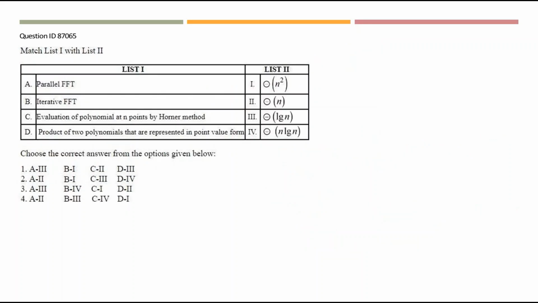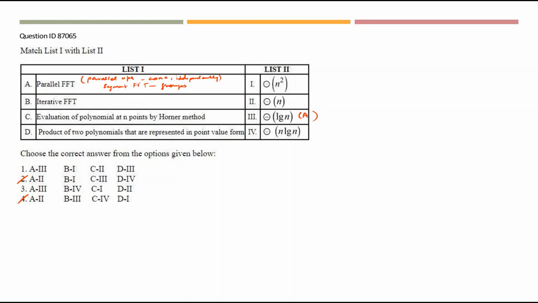The next question. Match list 1 with list 2. First one is parallel FFT, fast Fourier transform. What is parallel FFT? From the name you can understand, this will segment the FFT into groups of identical parallel operations. So this will have parallel operations that can be performed concurrently and independently. This will take log n time and so we are mapping A to 3. 2 and 4 are ruled out.